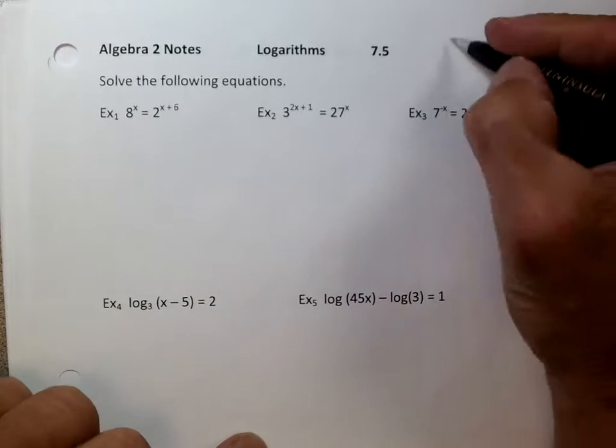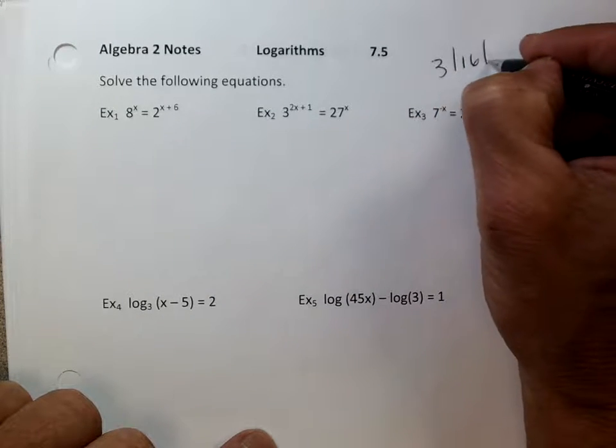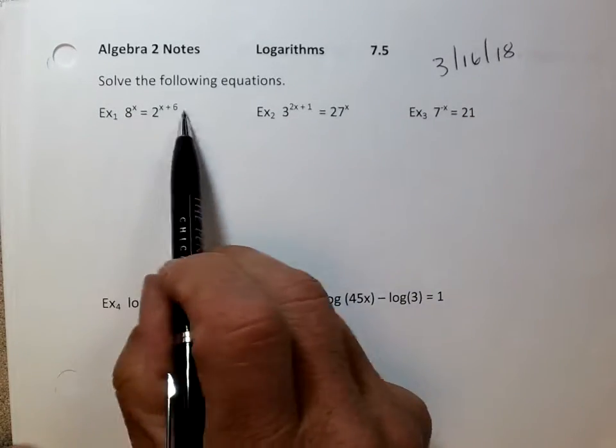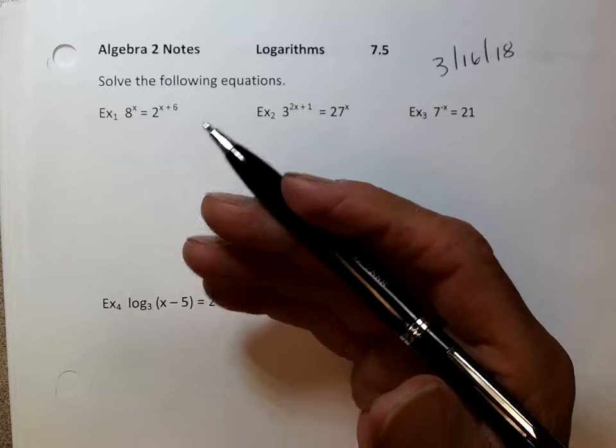So today's date 3/16/18. All right. So anytime x is in the exponent, you can't solve for it in a normal way.